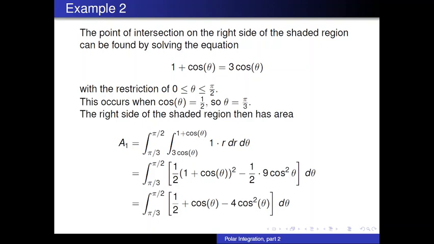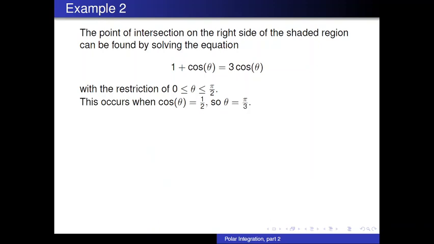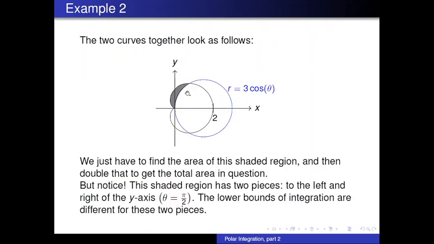Looks good. So then the right side of that region, let's go back and look at the picture again, is that here theta is pi over 3, and theta is pi over 2 at the y-axis. So this first region of integration has lower theta bound pi over 3 and upper theta bound pi over 2. And as we discussed before, its r bounds are 3 cosine theta and 1 plus cosine theta.